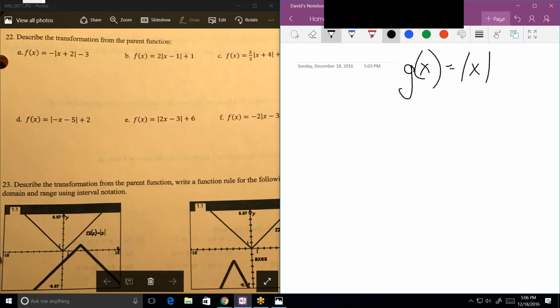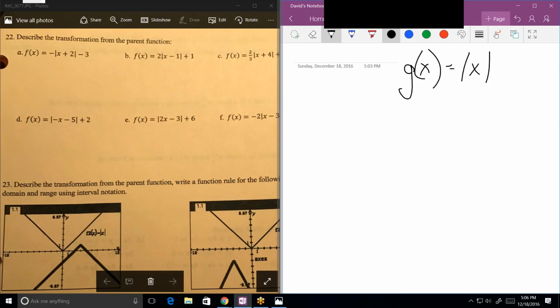The second one, what's the parent function? G of x is equal to x. Absolute value of x, right. Absolute value, yeah, my bad. Okay. And what 3 things are being done to that?